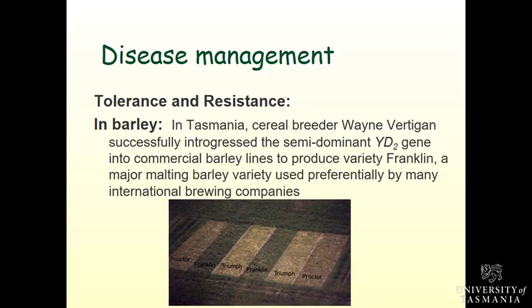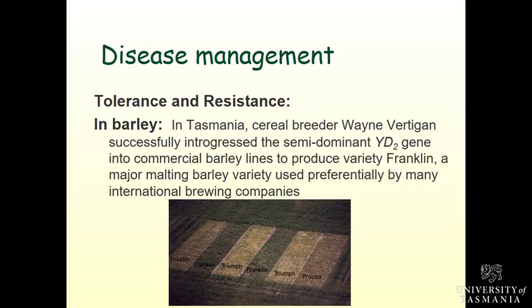Don't know if you can see that at the back. These are barley varieties. Franklin has this YD2 gene, this tolerance gene. These are all infected with barley yellow dwarf. But these look pretty good, and these are going to yield fine. This is Triumph, and it's horrible, and it's not going to yield very well at all. Proctor is a cross between Triumph and Franklin. You can see it's kind of halfway in between. So this gene is actually really quite useful.